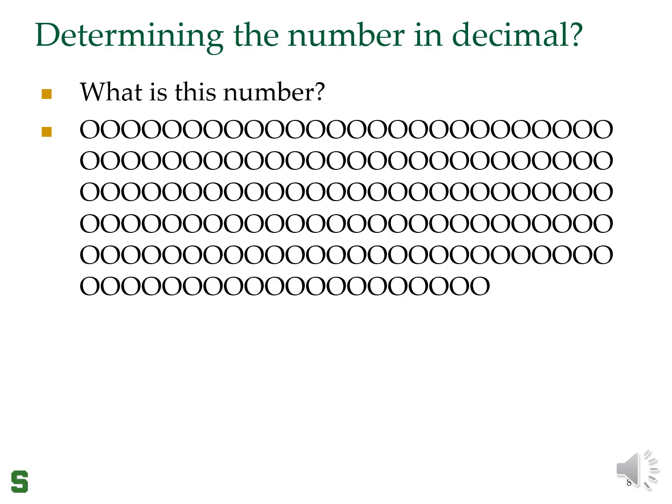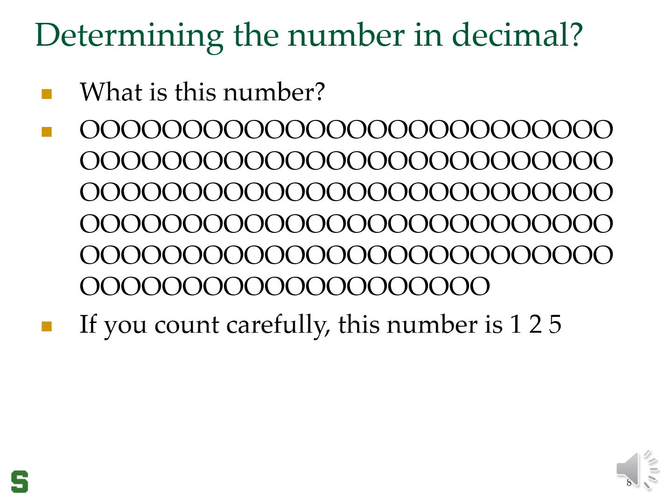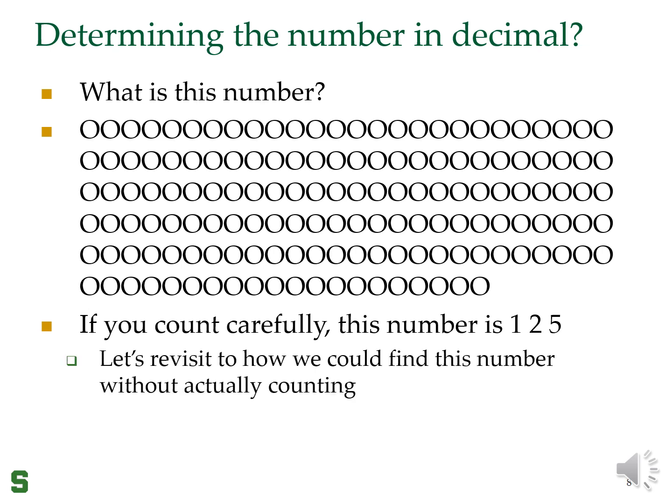So let's try to figure out. I had this object representation earlier. What is this number? Now, I know you're worried that I will make you count. No, I won't make you count. But if you do count carefully, and if I had done it correctly when I created the slide, the number of things in there is 125. So let's revisit how we can find this number without actually counting 1, 2, 3, 4, 5.